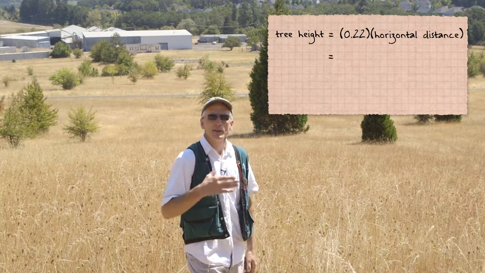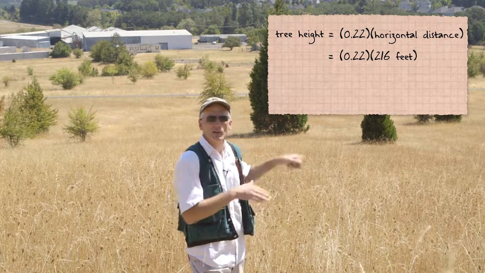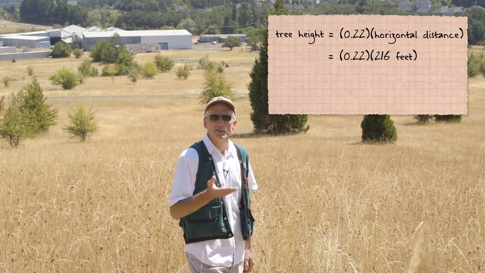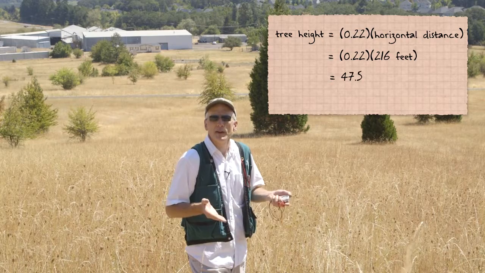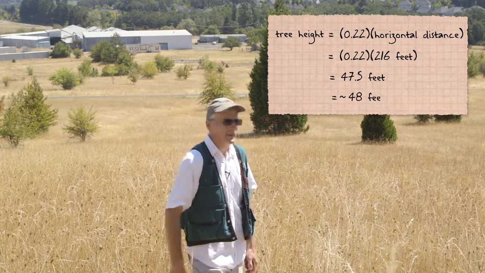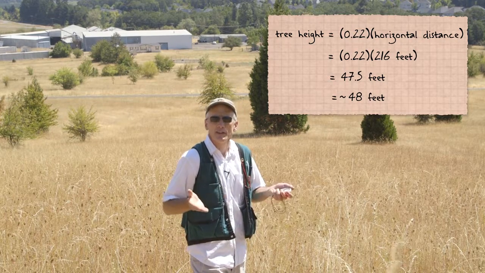So we need to multiply 0.22 by 216, which is our horizontal distance. Multiply those both together, 216 multiplied by 0.22 gives us 47.5 feet. If we wanted to round to the nearest foot, that would give us 48 feet. So this tree found downslope from us is roughly 48 feet high.